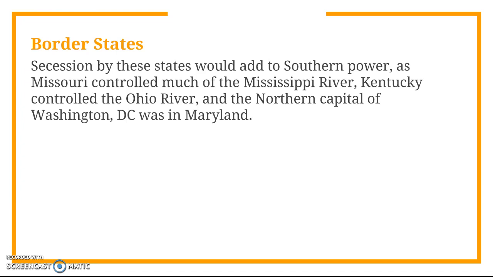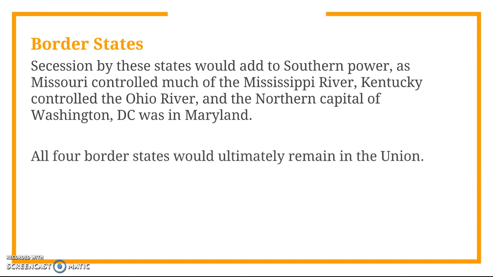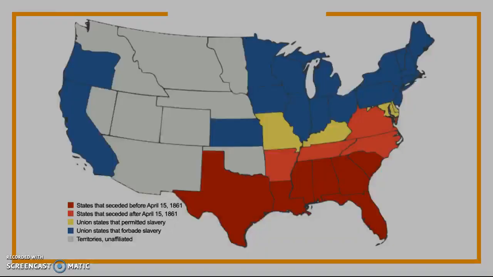was in Maryland. So these were all reasons, in addition to the fact that the Union just didn't want to lose land, that losing any of these border states would be detrimental to the Union cause. Now, luckily for the Union, all 4 border states would ultimately remain in the Union. There were some times that there was concern that these states would secede, but overall none of them would choose to leave the Union and join the Confederacy.